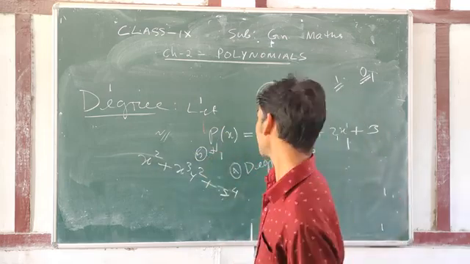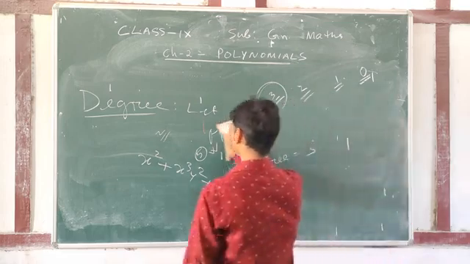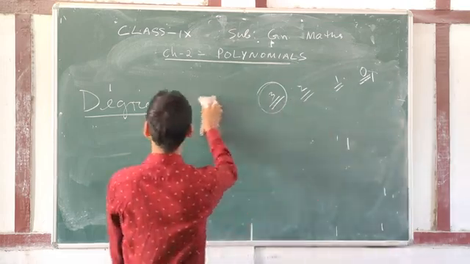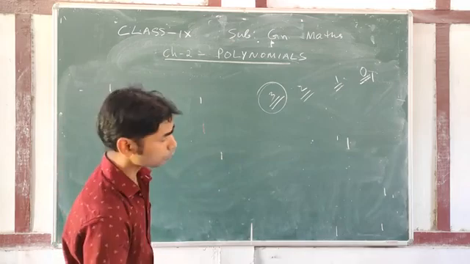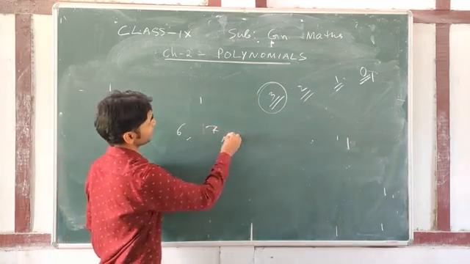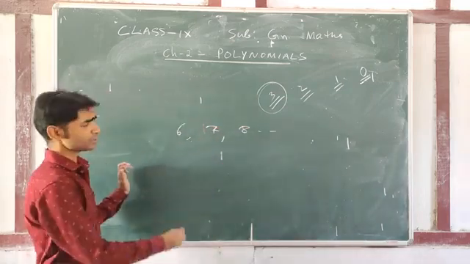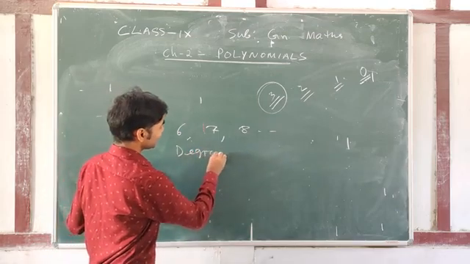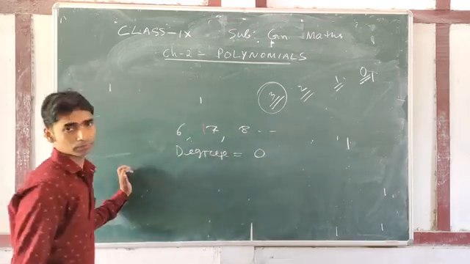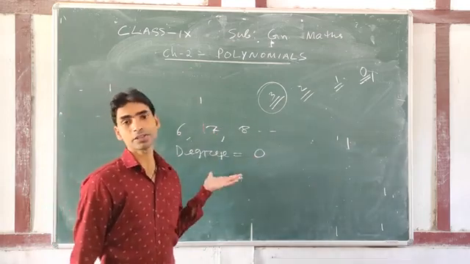Two most important things I will tell you now. The degree of constant polynomials. You know the constant polynomials like 6, 7, 8. These numbers are called constant polynomials. So their degree is 0. The degree of a constant polynomial is 0.